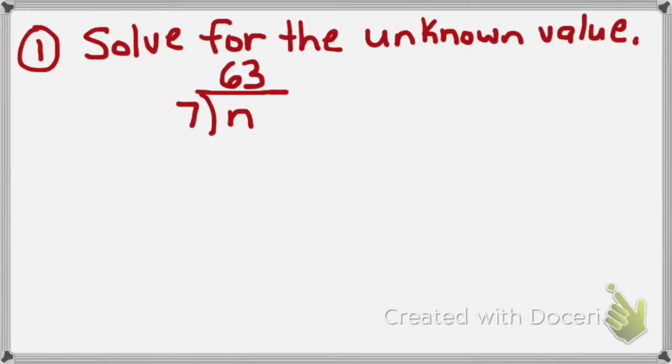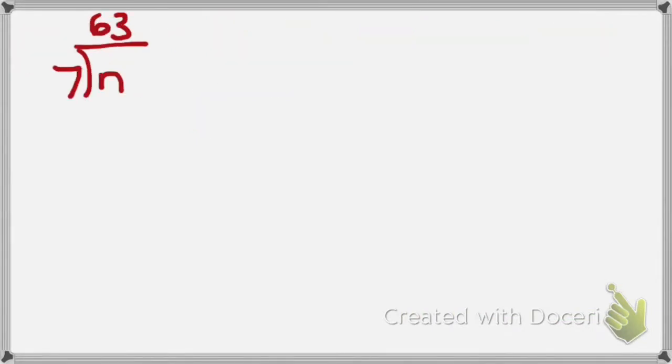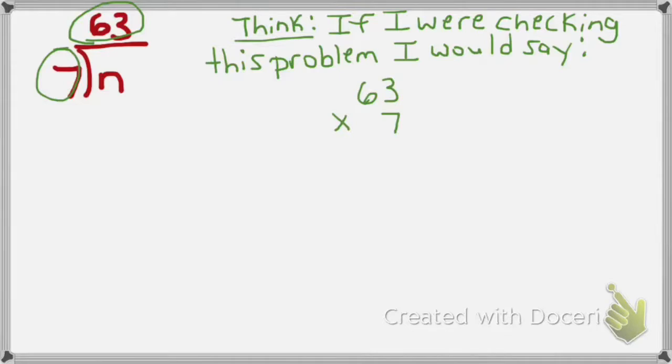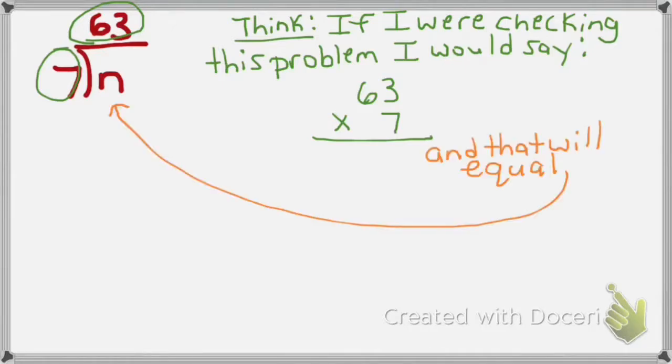Number 1 says solve for the unknown value. So again, the problem is n divided by 7 equals 63. This is what I'll think. If I were checking this problem, I would say 63 times 7, so write it down, 63 times 7. I would add the remainder, so there is no remainder, so actually that answer should equal my dividend, or the number inside the box. So let's go ahead and solve and find out the answer to 63 times 7.